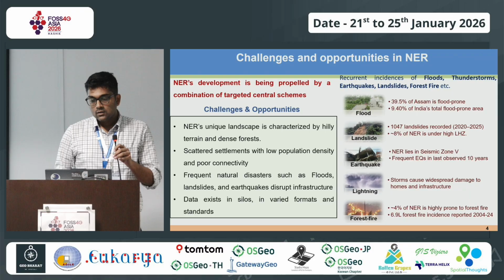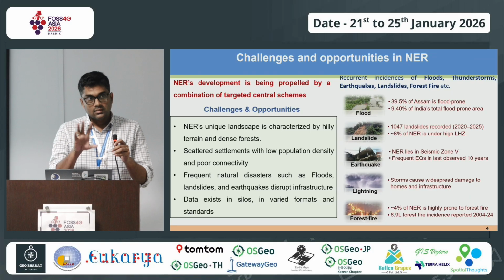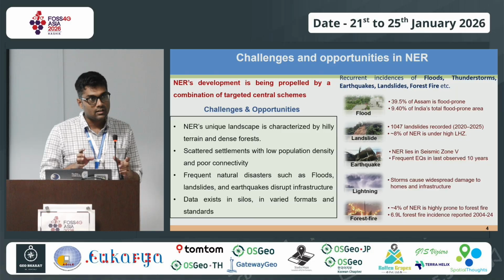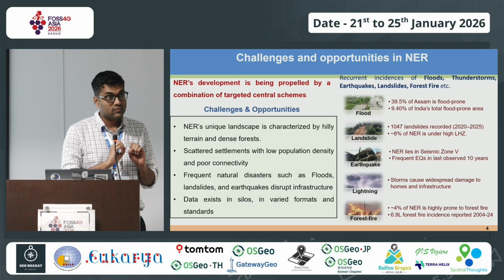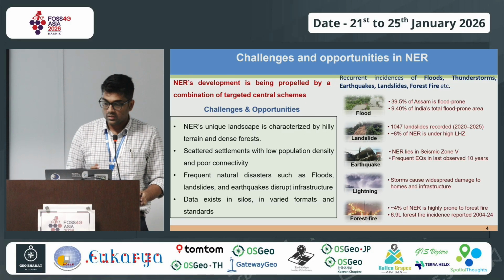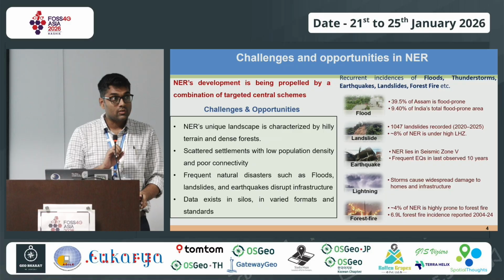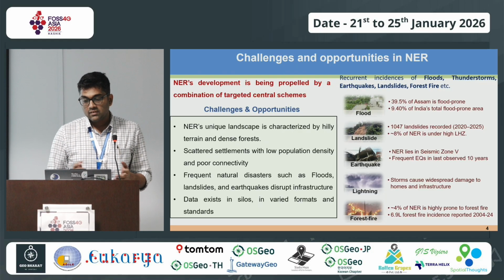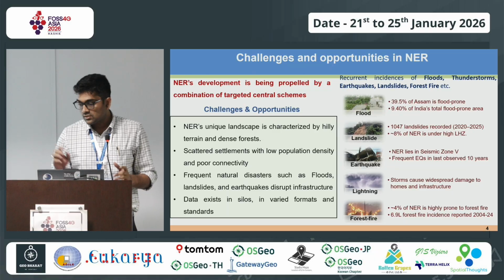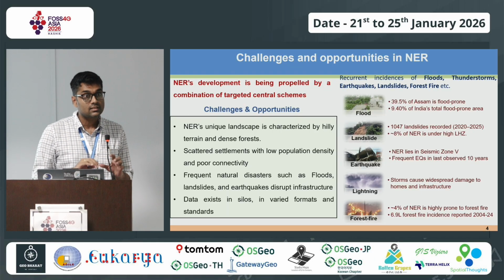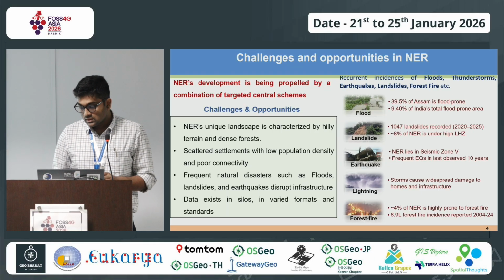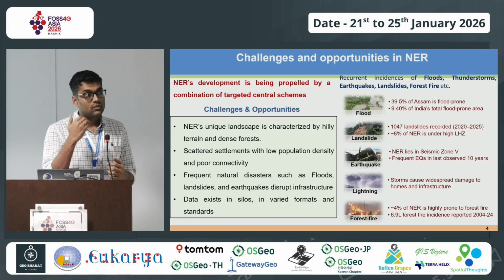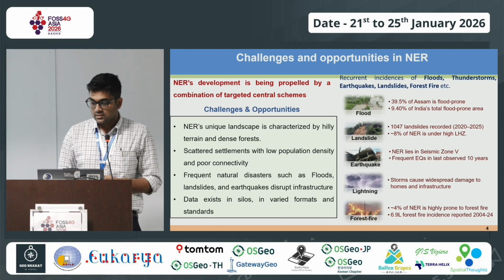When you talk about disasters, just to give you a few statistics, Assam Water Resource Department carried out a study and found out 39.5% of the entire state is flood prone, and that accounts for almost 9.4% of the entire country. Then we also had, in the past 5 years, around 1,000 plus landslides reported. 8% of the region is under high landslide hazard zone. The whole region is under seismic zone 5. There are a lot of frequent earthquakes that keep happening in the region.